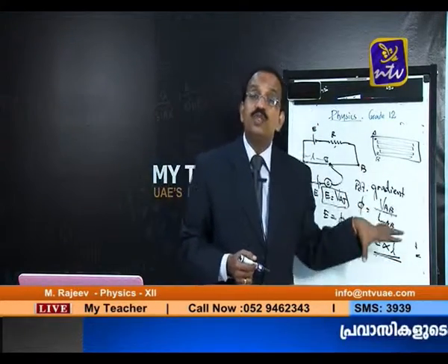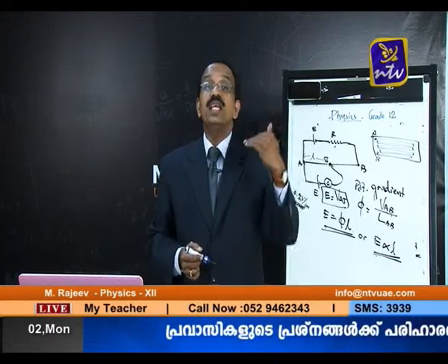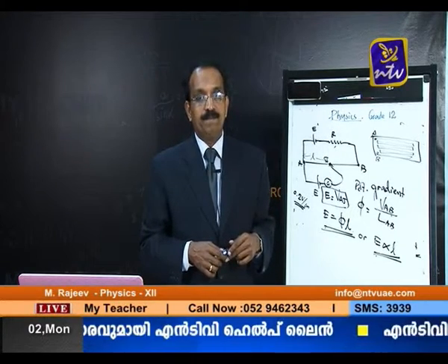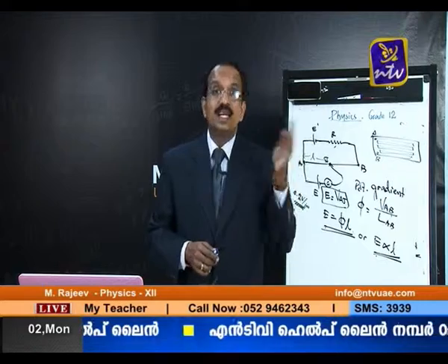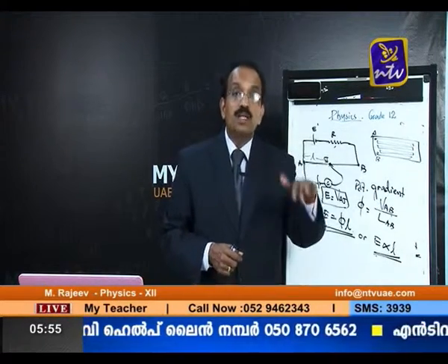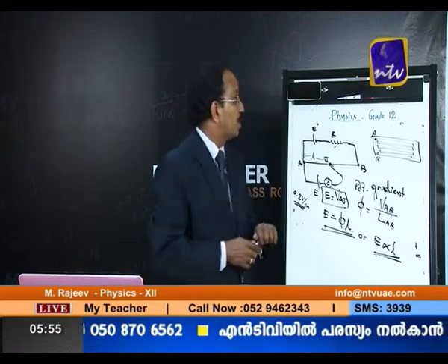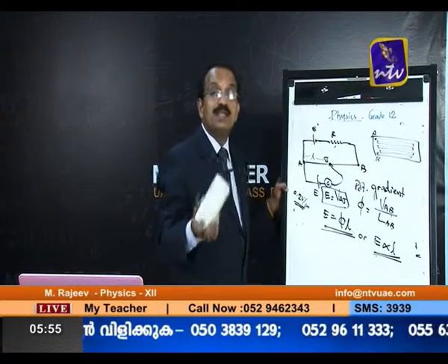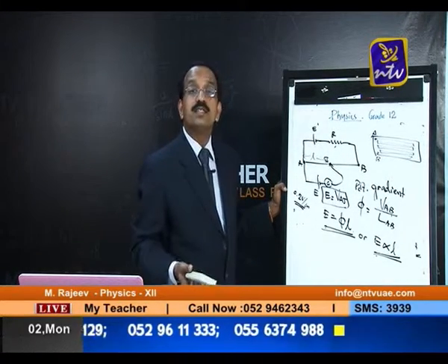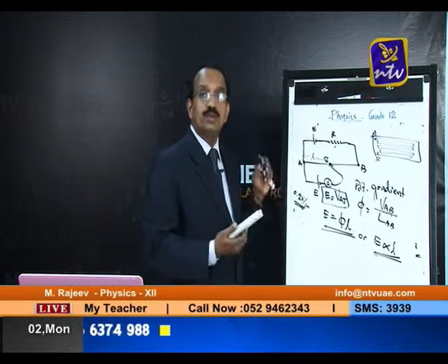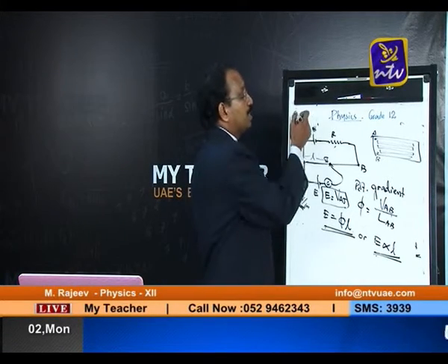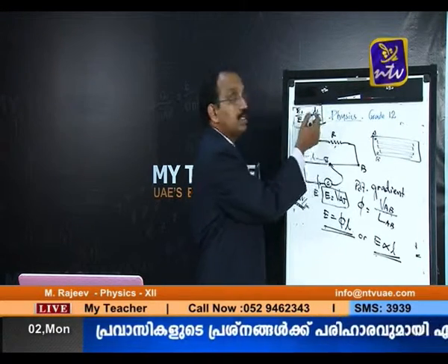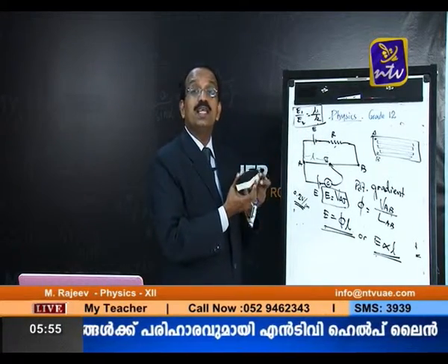Actually, this is the case we make use of to compare the EMFs of 2 cells. You must be remembering the experiment to compare the EMFs of 2 cells. There we use one cell, normally a Leclanche cell of EMF E1, and find the balancing length, which you take as L1. So E1 is proportional to L1. Then for a second cell, a Daniel cell, let's say, you again find the balancing length L2. So E2 is proportional to L2. So E1 by E2 is equal to L1 by L2. This is how you do the experiment for comparing the EMFs of 2 cells.